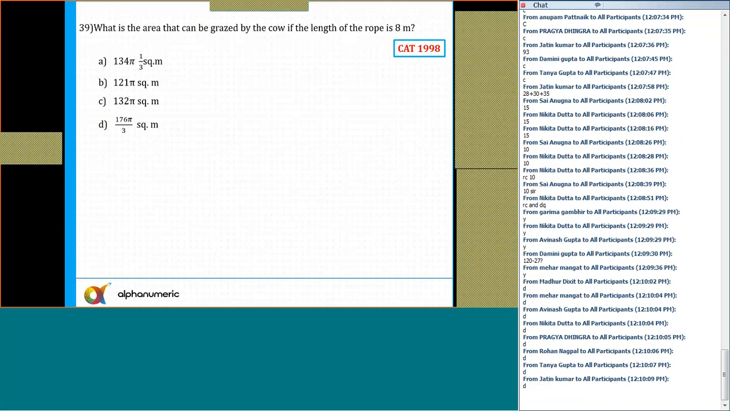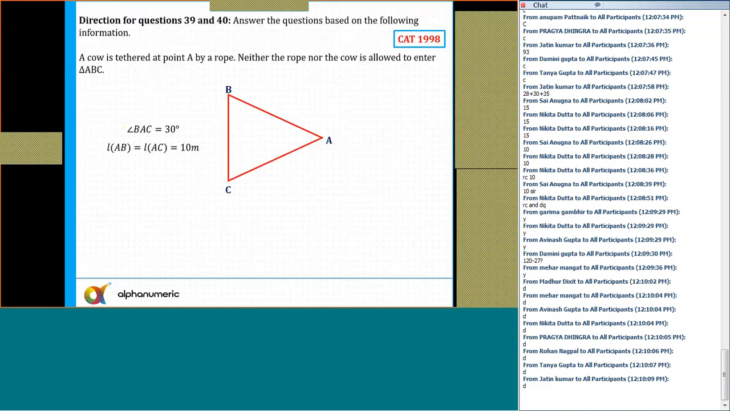For 39, the correct answer is, of course, option D, 176 pi by 3. So let's discuss here. Very important question. It says a cow is tethered at the point A by a rope. Neither the rope nor the cow is allowed to enter the triangle ABC.